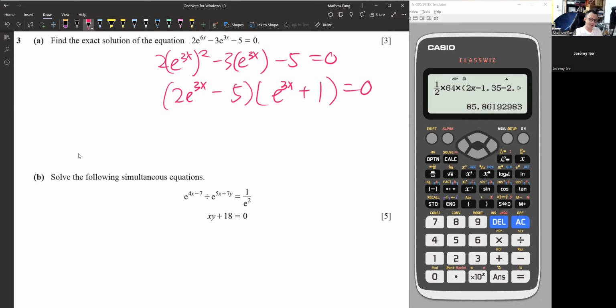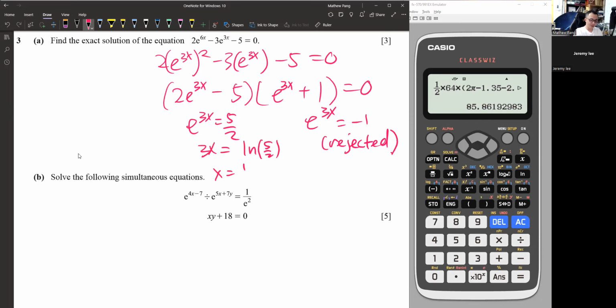All right, so this one e^3x equals 5 over 2. This one e^3x equals negative 1. Definitely we reject this one because we cannot take ln of a negative value. So 3x equals ln 5 over 2. So x equals 1 over 3 ln 5 over 2, which is the correct answer for your A. Good job. Then we go to part B.